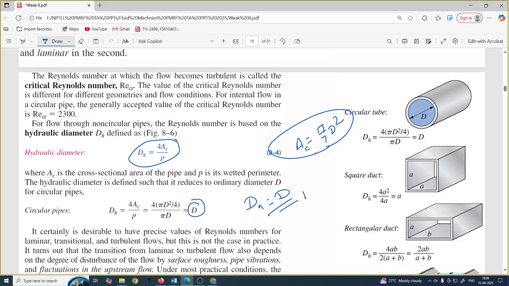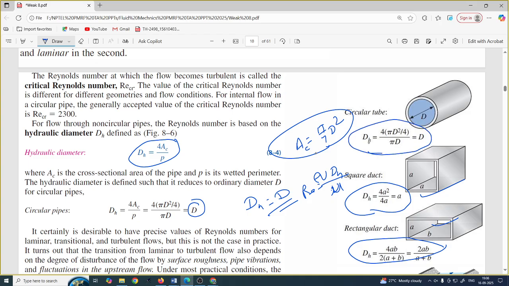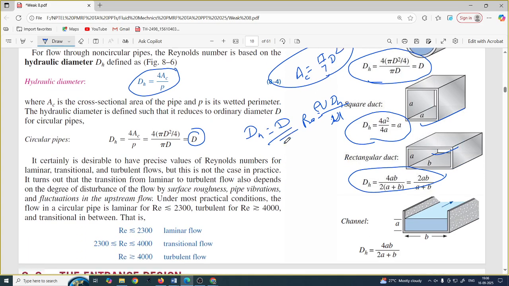But how will you calculate the Reynolds number for this type of duct? Using the dh value. You will calculate the dh value and put it in. But interestingly, for the circular pipe dh is equal to d. So that's why for the circular pipe we use the Reynolds number rho v d by mu. So remember please, this is very very important.